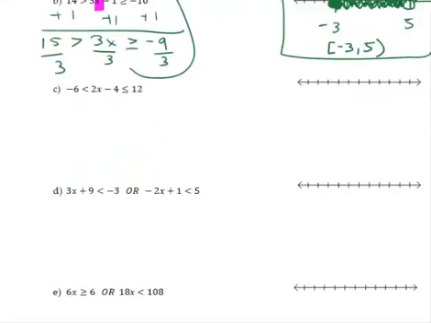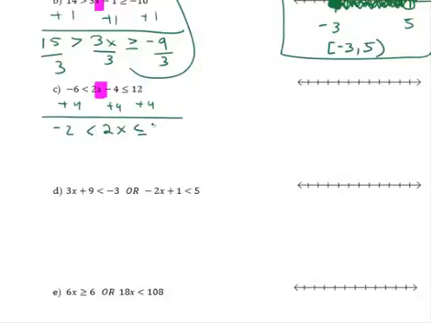Here's another one for us to try. Same idea. We're trying to isolate this x right in here. So we will focus on getting that 4 out of the way and getting that 2 out of the way. When we add 4, we do it to all 3 sides. And then when we divide by 2, we do it to all 3 sides again. So we get negative 1 less than x less than or equal to 8.